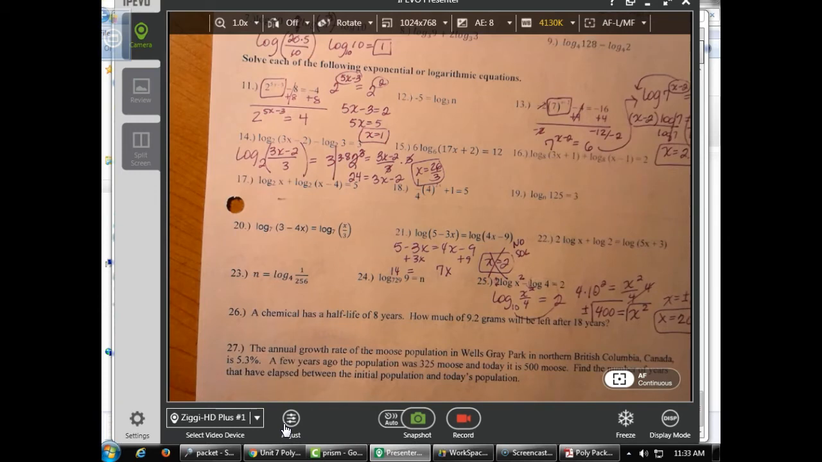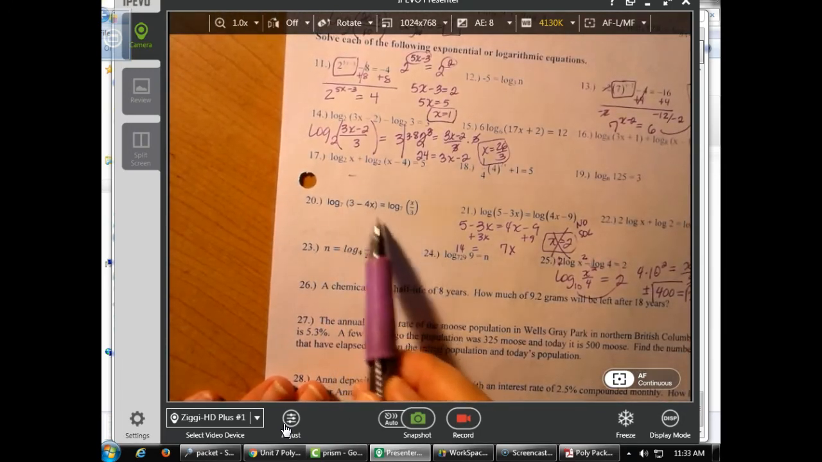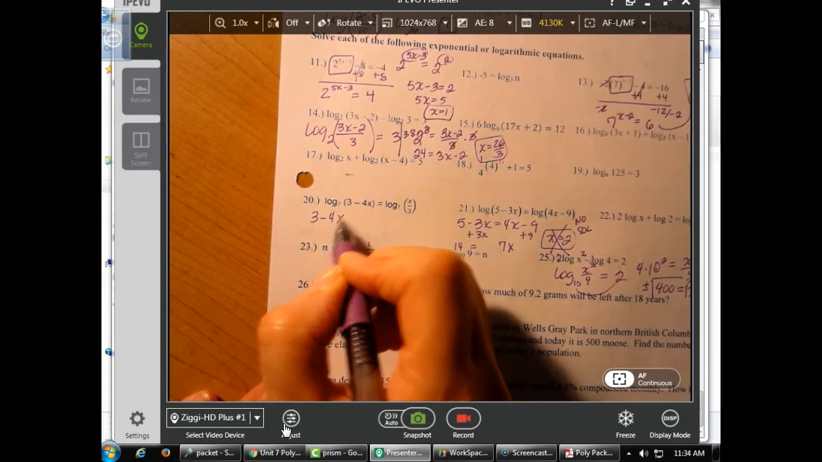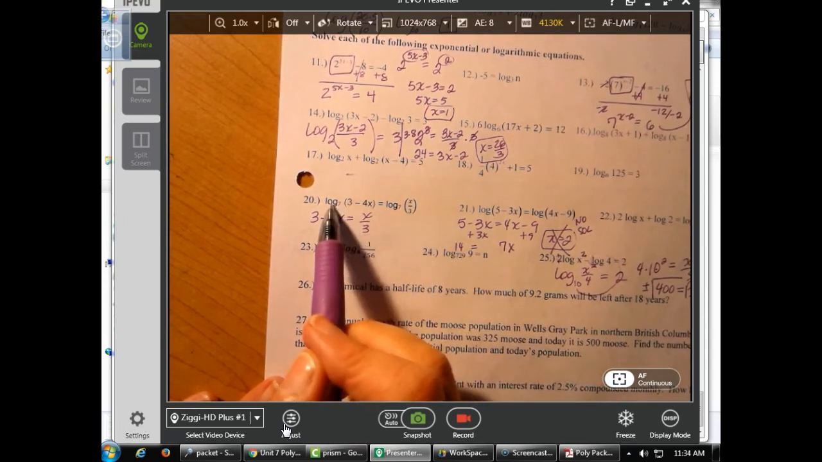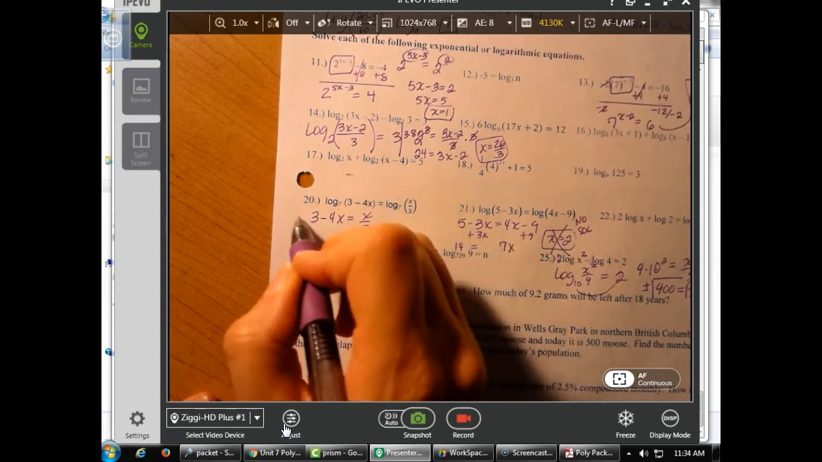Now, let's do another one sort of like that. Number 20 is one sort of like that. Now, again, it's already condensed down. So I'm just going to basically say 3 minus 4x is equal to x over 3. And you can only do that when a log equals a log. So I would probably multiply both sides by 3.